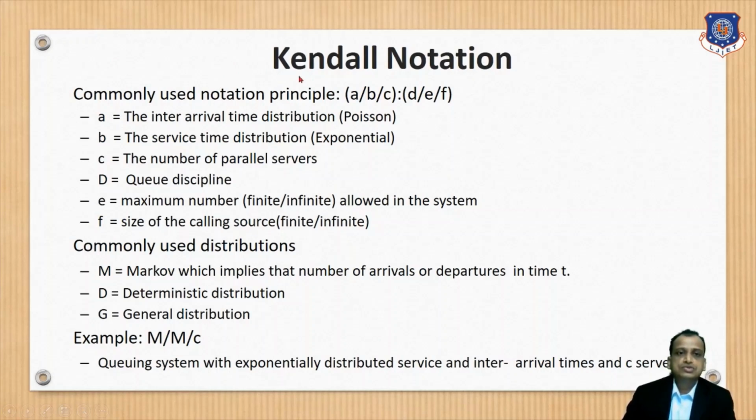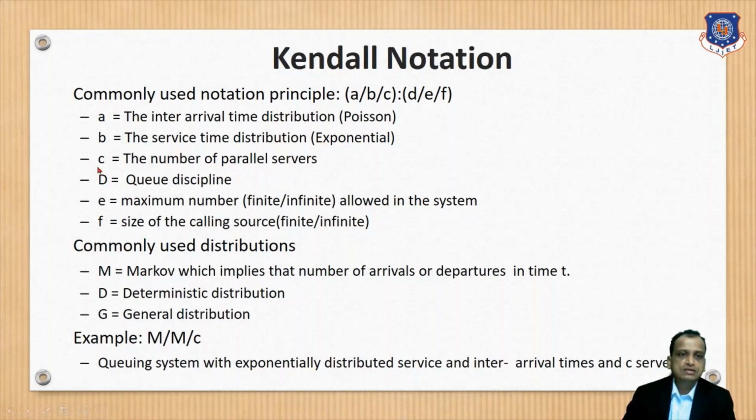This is used to notate all the mathematical symbols used to convey the meaning of the queuing model. Let's start one by one. The notation is A/B/C/D/E/F. Now what is A? Inter-arrival time distribution, and we have assumed that it is Poisson distribution. What about B? The second one, the service time distribution. Here we have assumed that it is exponential.